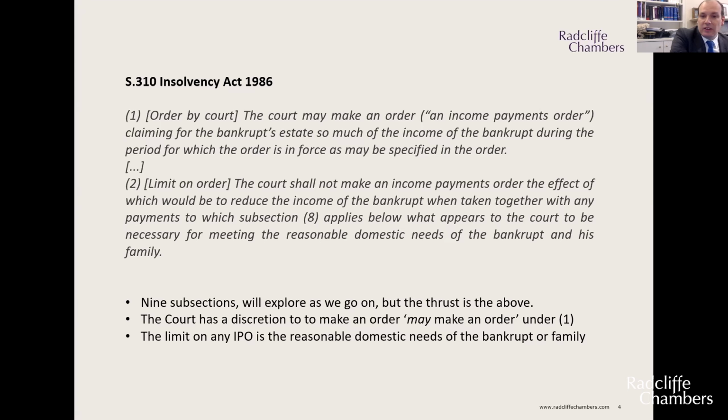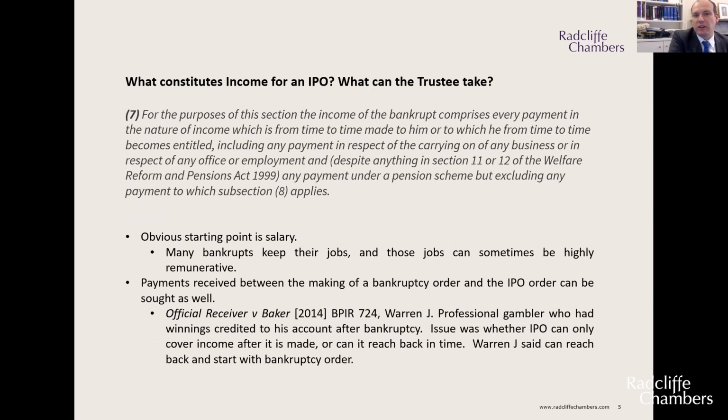But ultimately, the thing to take away is that this is discretionary relief which the court might grant to a trustee. So it is incumbent upon the trustee to investigate, and we'll talk about this a little later again, what potential income is out there, what reasonable needs the bankrupt might have, and what benefit might be derived by an IPO. But what actually constitutes the income from which an IPO can attach? What can the trustee take?